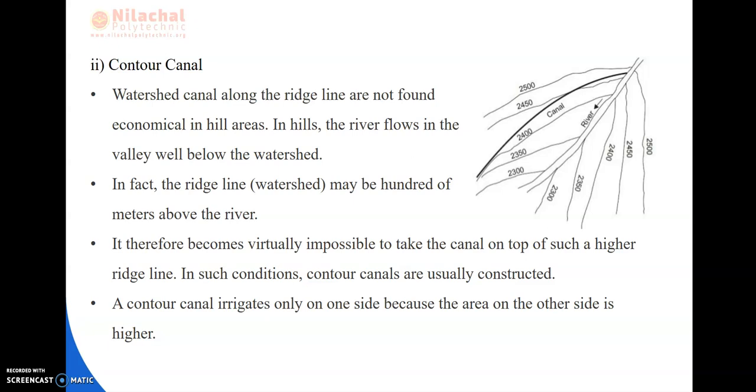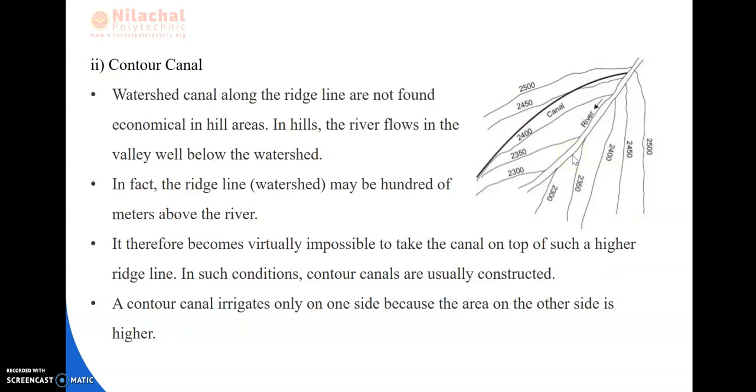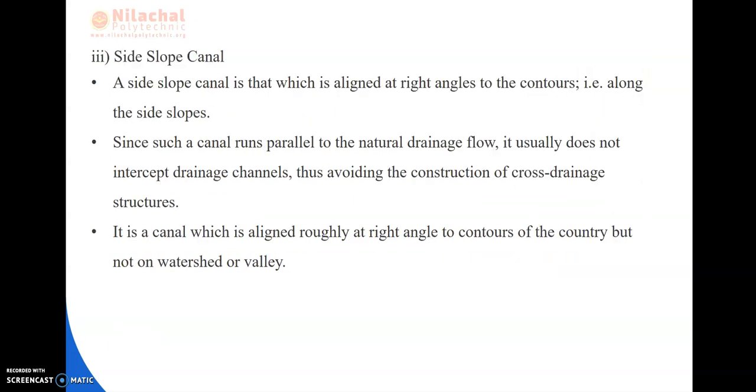Okay. So here in the watershed canal, it can irrigate on both the sides. You can irrigate on the left side or we can irrigate on the right side also. But in the contour canal, it can only irrigate on one side, and the other side will be at a higher position. Okay. And this contour canal, or this ridge line, is mainly found in the hilly areas. Okay. So next, that is side slope canal.